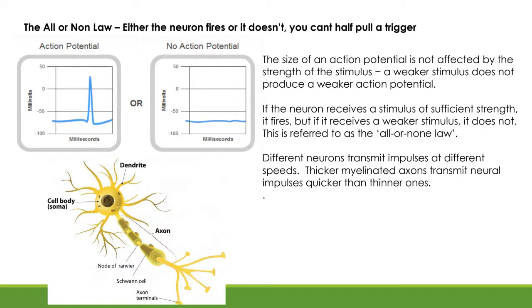And so different neurons transmit different impulses at different speeds, and the thicker myelinated axons transmit neural impulses quicker than thinner ones. So on the left-hand side there, again, is the graph which shows the increase in action potential where it reaches its firing threshold, and then it refracts back to having no action potential. There's the picture of your neuron there on the left-hand side.